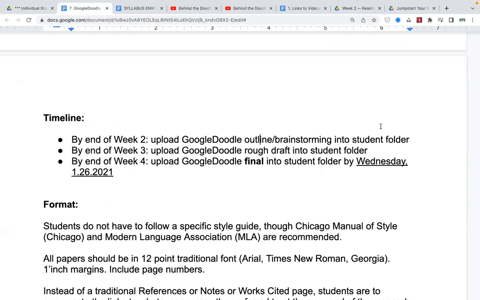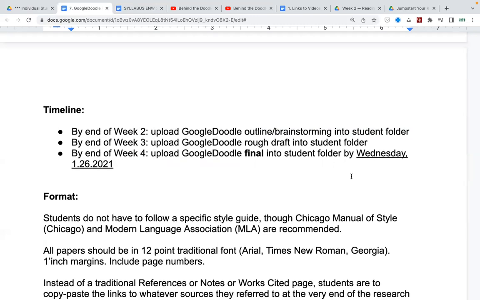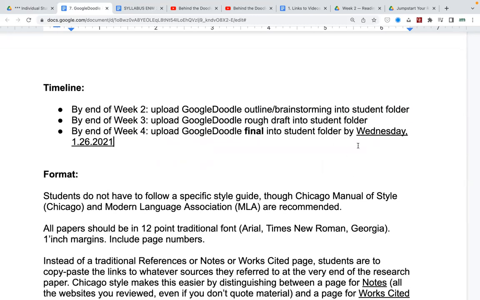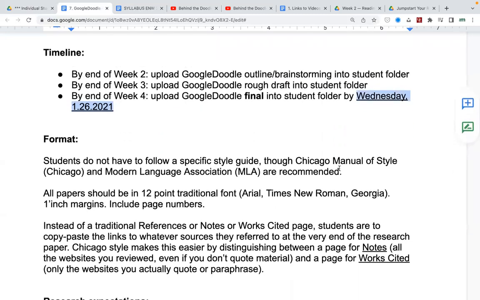You can maybe have a bullet point of what you want to write about. Depending on how far you get, you might even have a 1 through 12 numbered list. You know, in paragraph 7, I'm going to write about this. In paragraph 10, I'm going to write about that. But the point is to really get brainstorming on this final project. And then you can see the timeline for the other weeks. This is due by Wednesday, January 26, 2021.